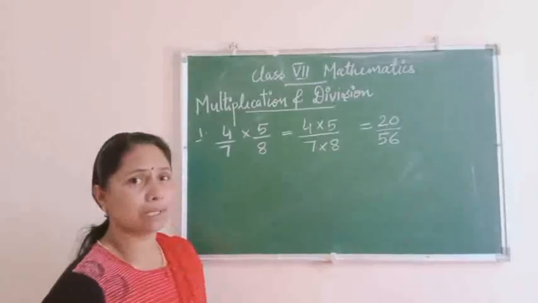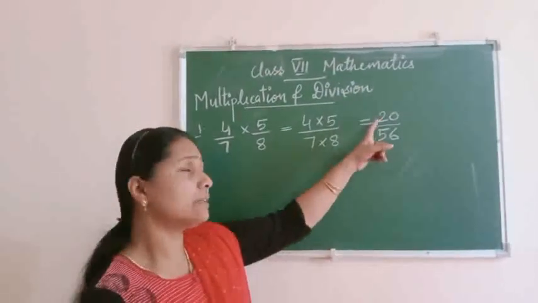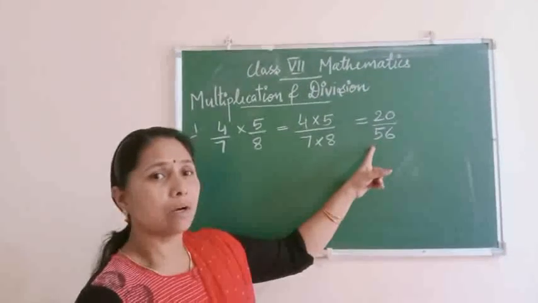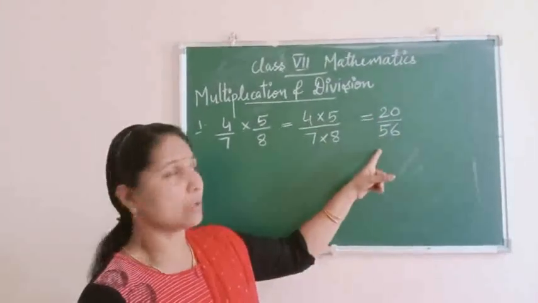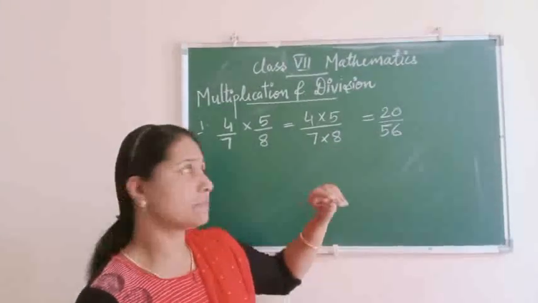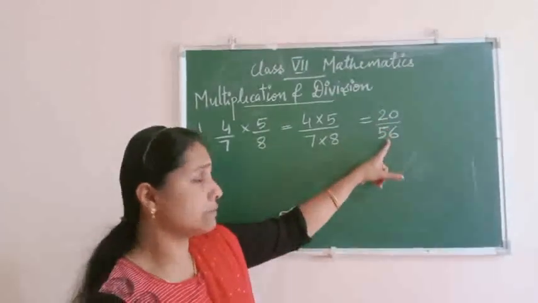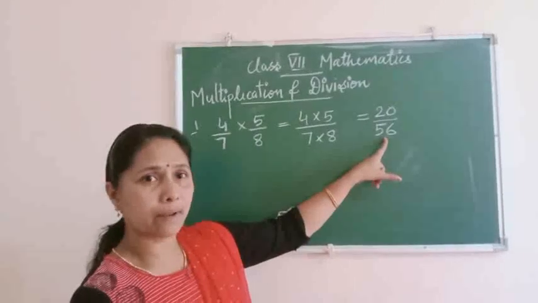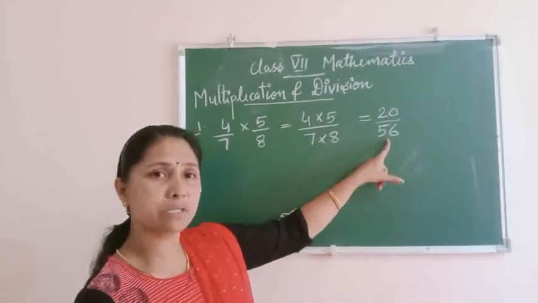After doing the multiplication, you have to check whether the fraction is improper or whether it is in lowest terms or not. If the fraction is improper, you have to convert it into a mixed fraction. See the answer here, 20 upon 56. It is not an improper fraction, so there is no need of converting it into a mixed fraction.